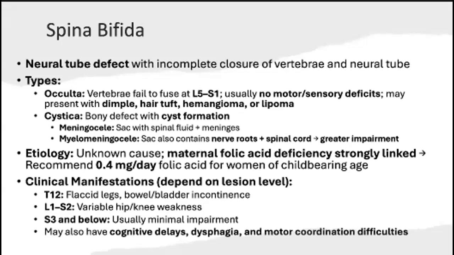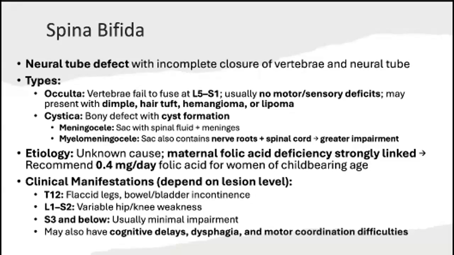This congenital neural tube defects involving incomplete closure of the vertebra and the neural tube, classified into spina bifida occulta and spina bifida cystica. Spina bifida occulta usually occurs at L5 through S1. The vertebral fails to fuse, but no sensory or motor deficits is noted in most cases. We might have a little dimple, a little tuft of hair, maybe a hemangioma or a lipoma in the lower lumbosacral area. It's often found incidentally on imaging.